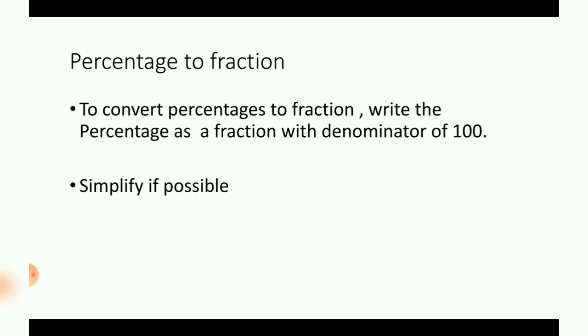Percentage to fraction. To convert a percentage to a fraction, write the percentage over 100. For example, we have a percentage 38. So 38% means 38 upon 100. Now we can simplify this as 17 upon 50, divided by 2. First write it over 100, then simplify. This is the easiest. Simplify only if possible, or if stated in the question, then of course it will be possible.